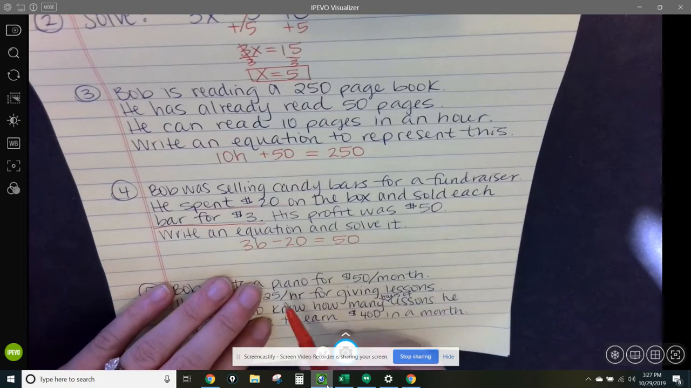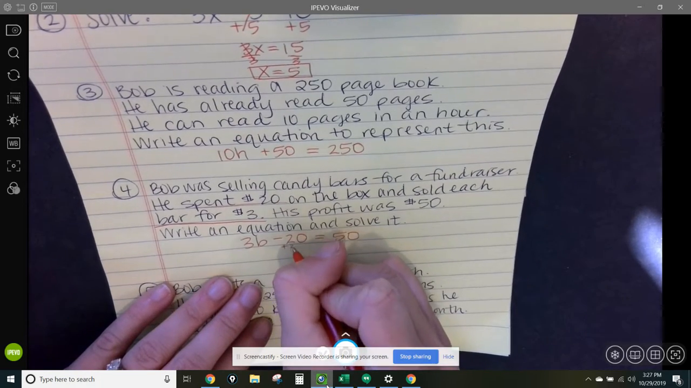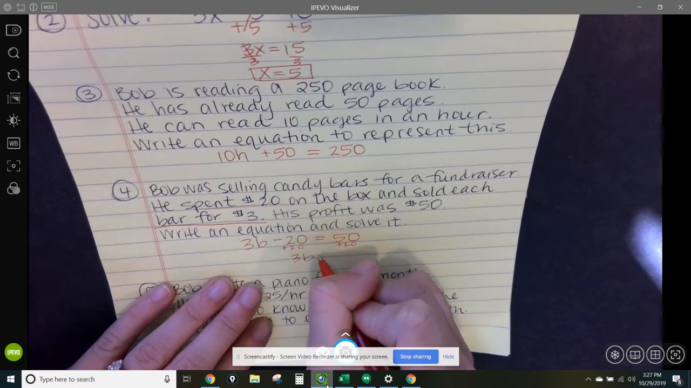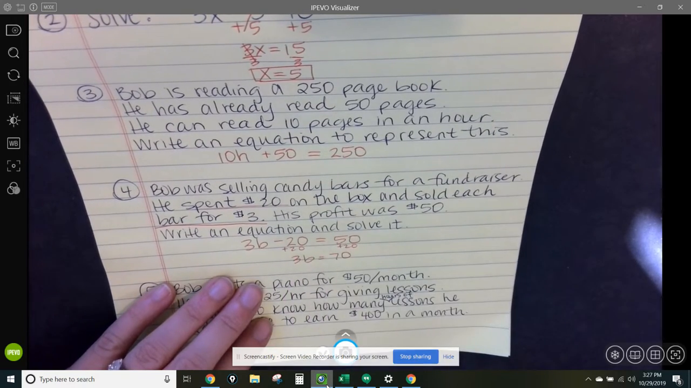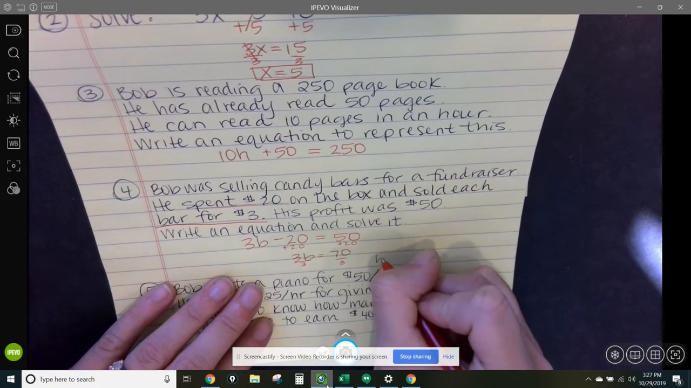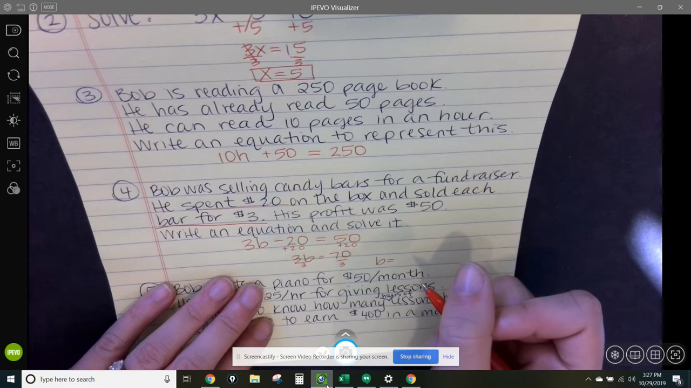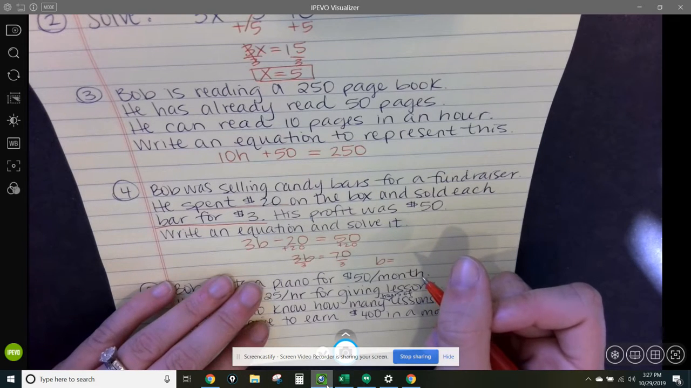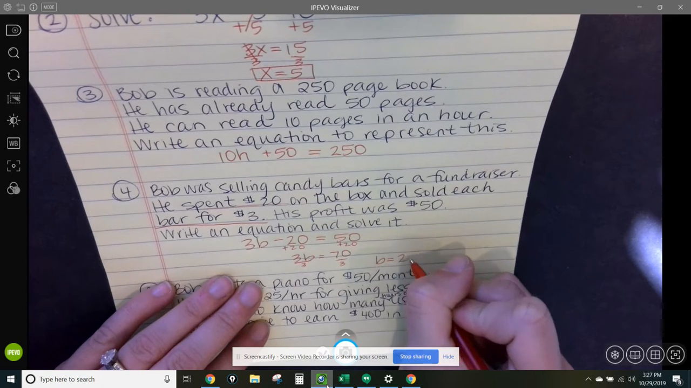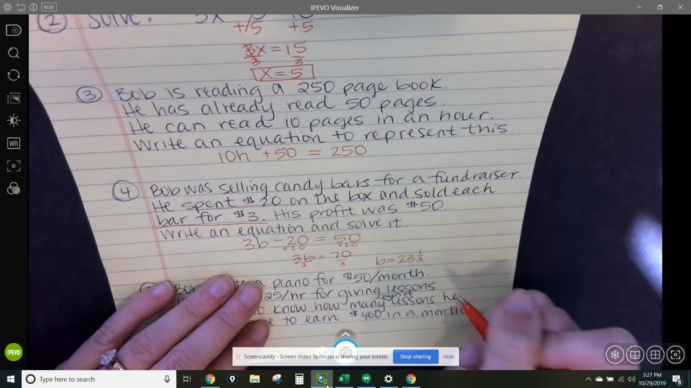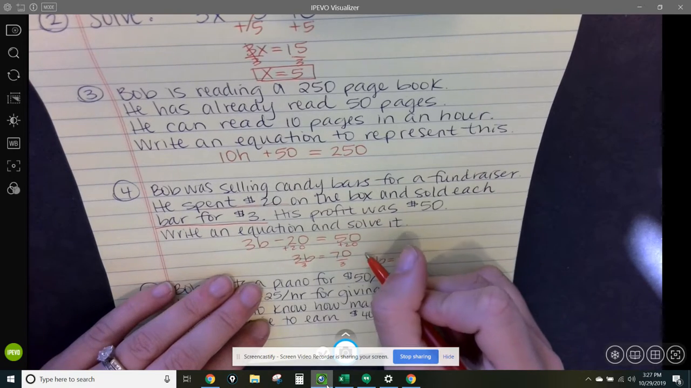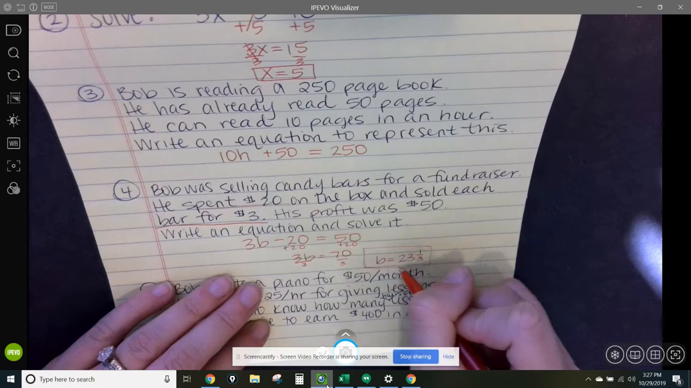So let's solve this and see if that makes sense. So I'm going to add 20 to both sides. So I have 3b equals 70. I'm going to divide by 3 on both sides. And I get b equals, let's see, what's that going to be? 70 divided by 3, 23 and a third, maybe? So I get that he's had to sell 23 and a third bars.